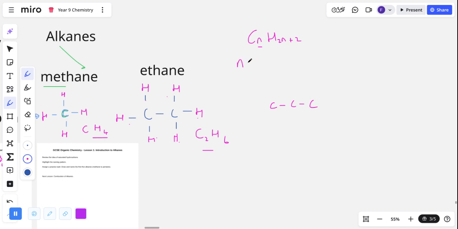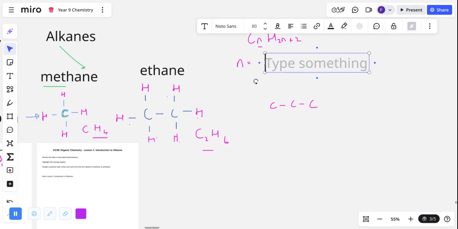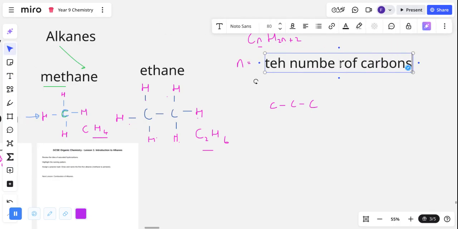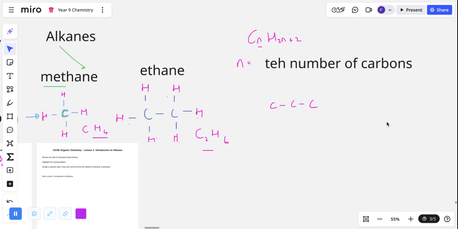N equals the number of carbons. Oh dear, I didn't type that very well, did I? Number of carbons. All right, so here we've got 3 carbons. So, aha, N is equal to 3. So I'm going to rub that out and change to 3.